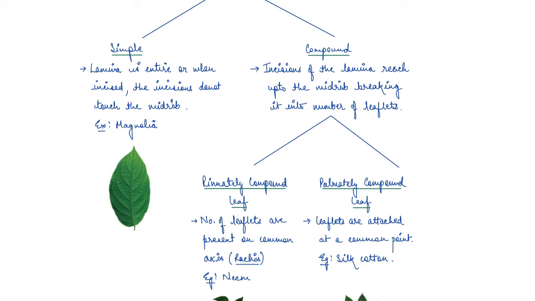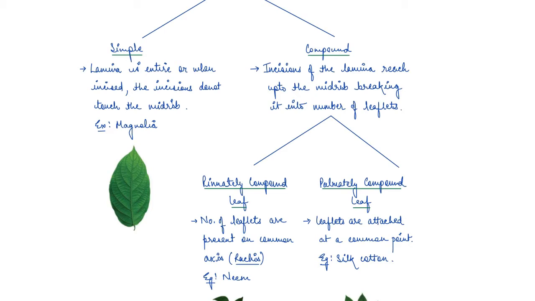Remember, then it's compound. Now there is one point: a bud is present in the axil of the petiole in both simple and compound leaves, but not in the axil of the leaflets of a compound leaf. So there can be just one bud present in the axil of a leaf, but they are not present in the leaflet. Remember that.